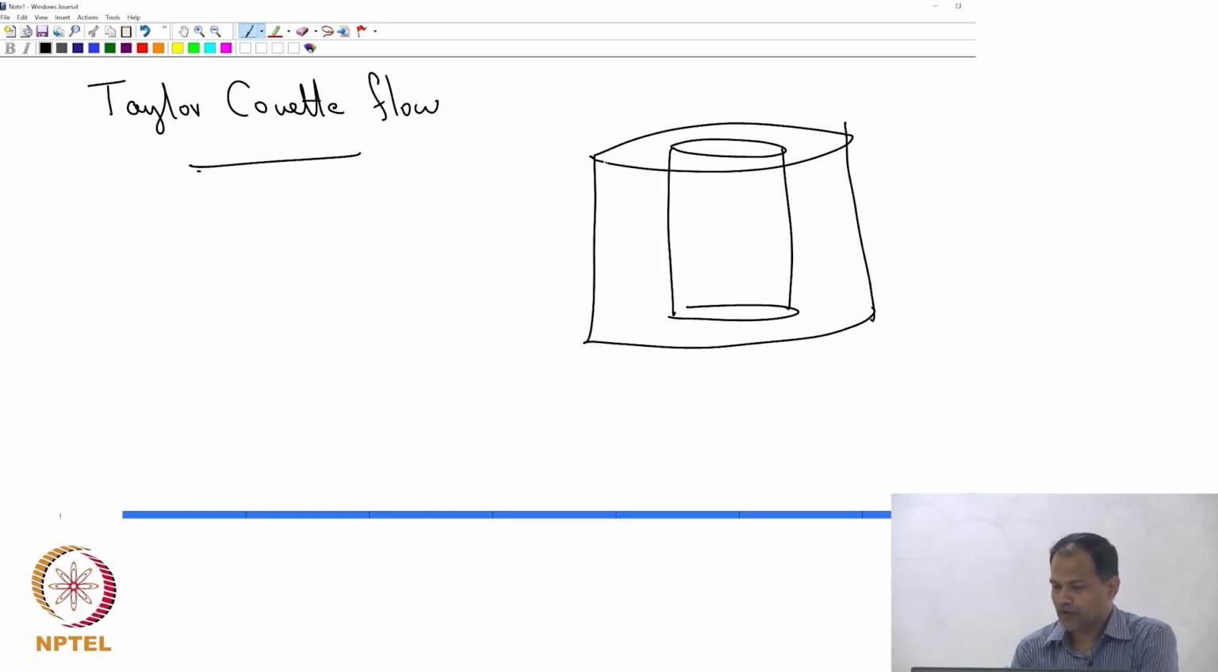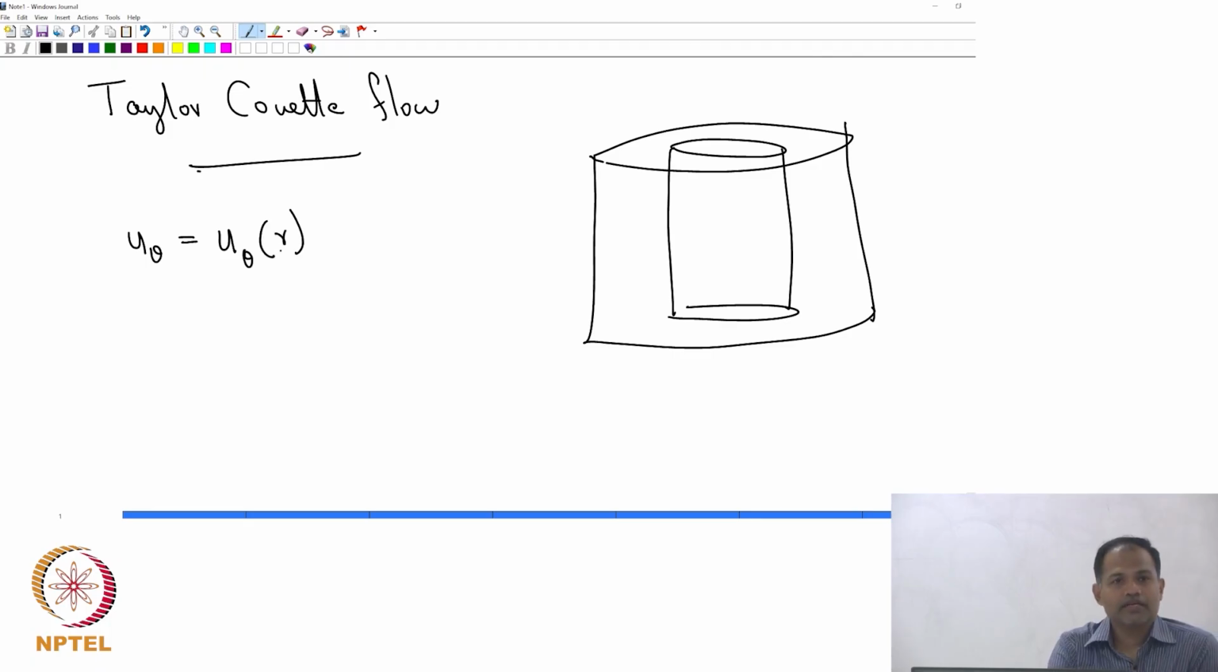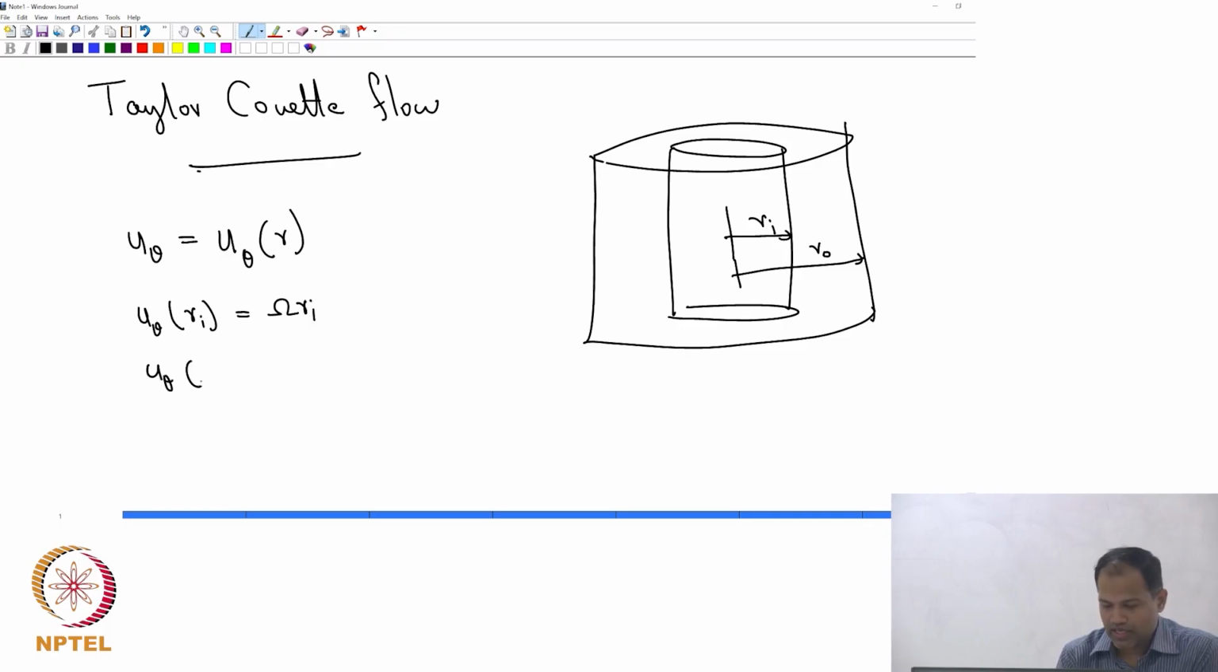And we found that there is only one component of velocity, which was u theta, and then you found out an expression for that, which happened to be a function of r. The inner cylinder was rotating with certain velocity omega. So this is r I, that was r O. u theta at r I is equal to omega r I, because omega was the angular velocity of the inner cylinder. u theta at r O was 0.